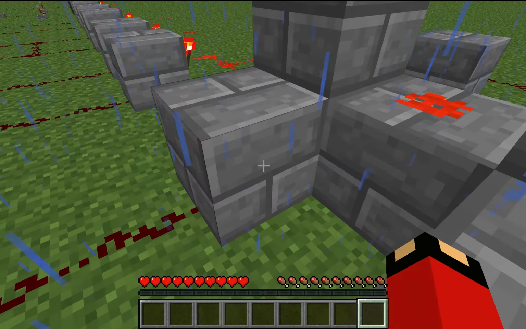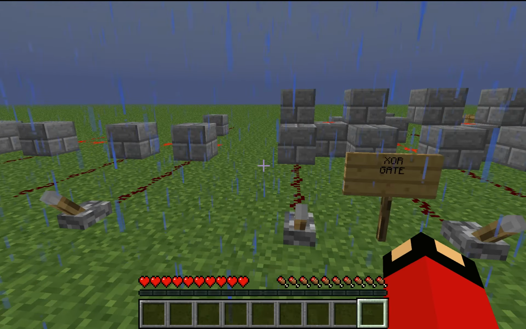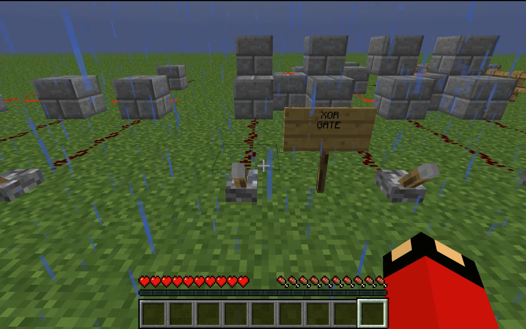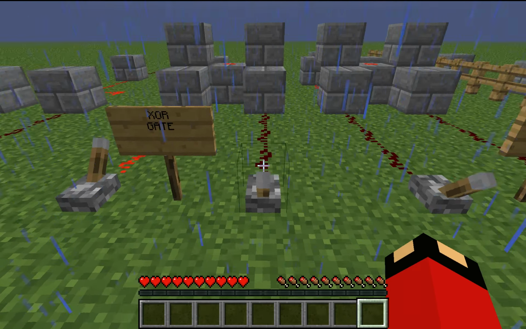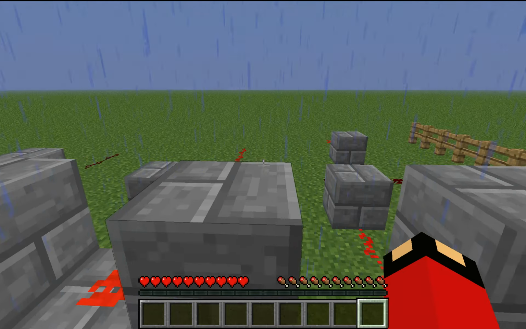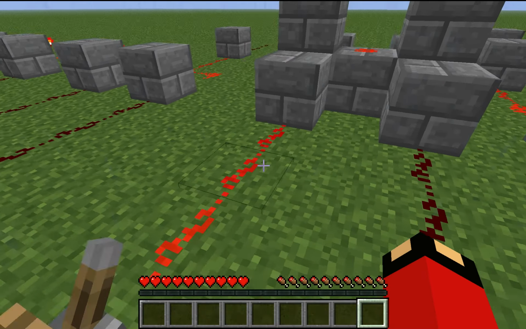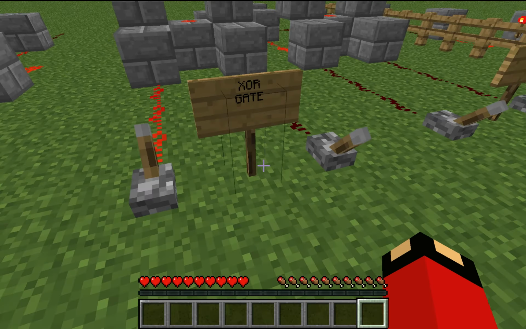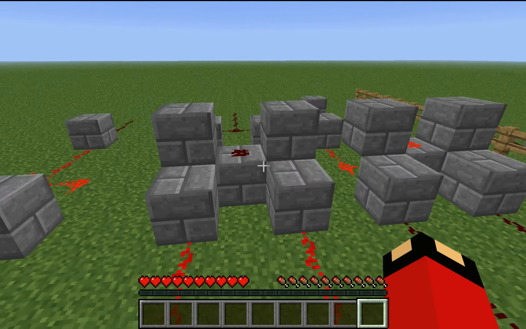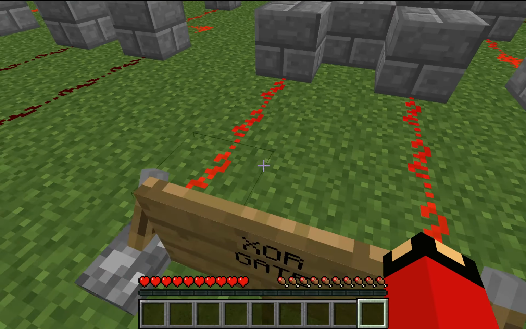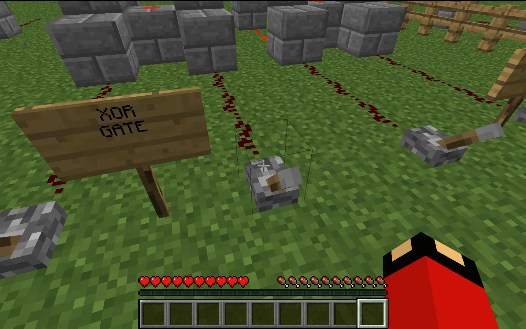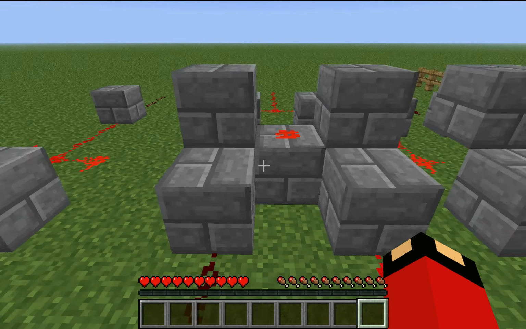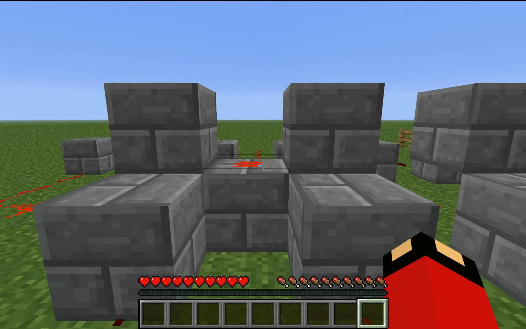Then, if the first one is on, second one is off, the output will be on. I just showed you on and on, which means technically the output is off. Then the first one off, the second on, this will be on. Now I will explain why.